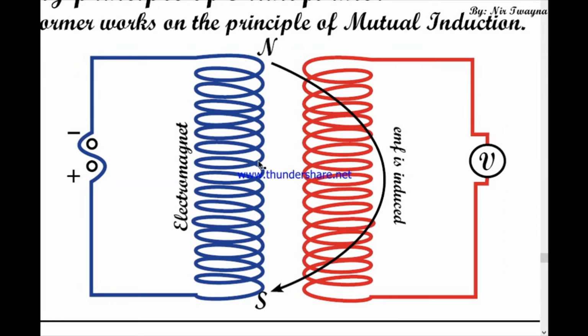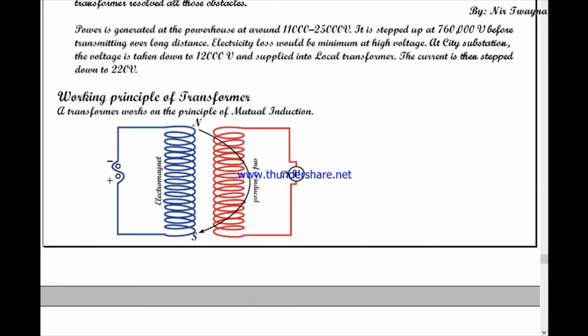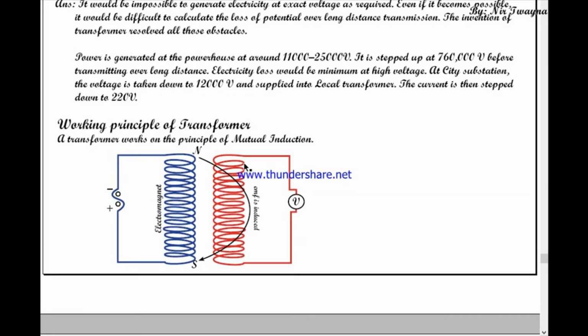Magnetism is induced in one solenoid because of AC, and because of magnetism, AC is induced in another solenoid. AC causes induction of magnetism, and magnetism causes induction of AC. That is why it is called mutual induction. Understood the principle? I hope you do understand this.